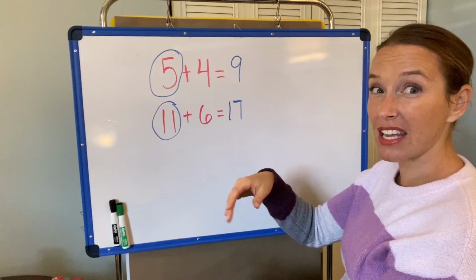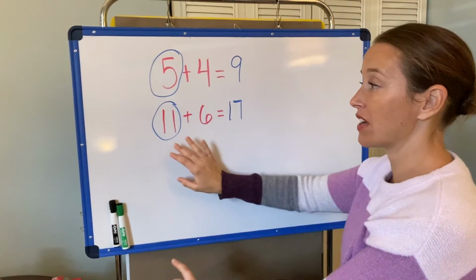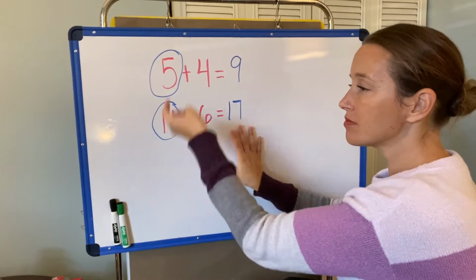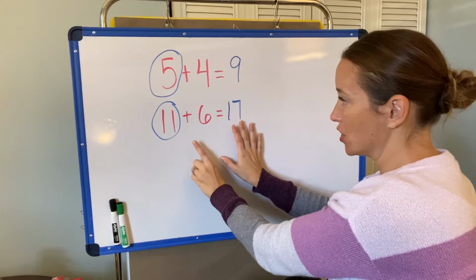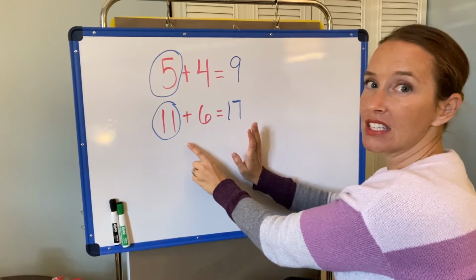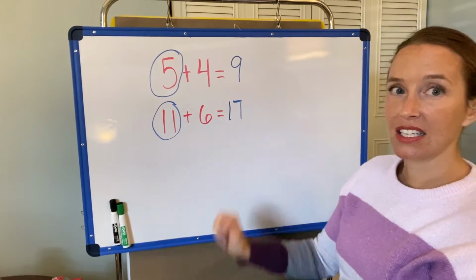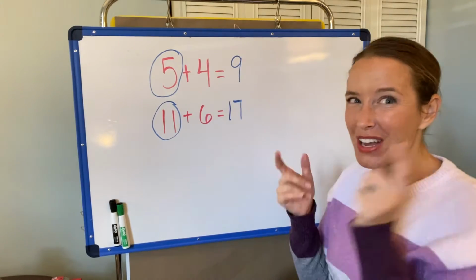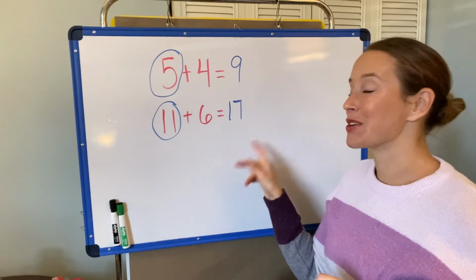So let me show you that again with my tapping strategy. You ready? 11 goes in my head. I have 6 on my fingers. 11, 12, 13, 14, 15, 16, 17. Okay, 17. It makes it easier when we tap. Okay, so that's the strategy. I forgot about that for a second, but I want you guys to try.